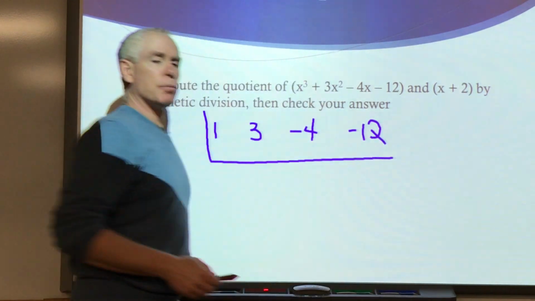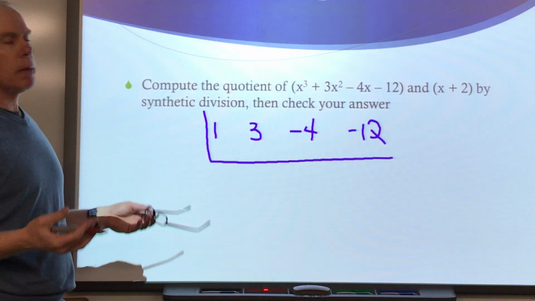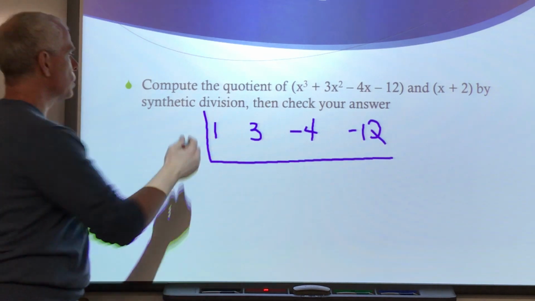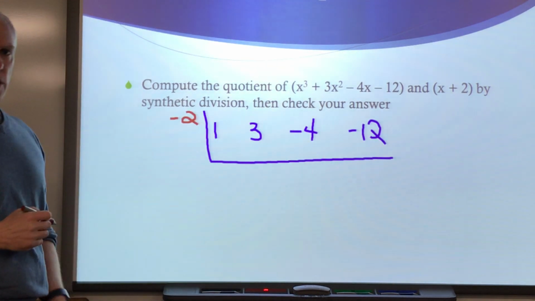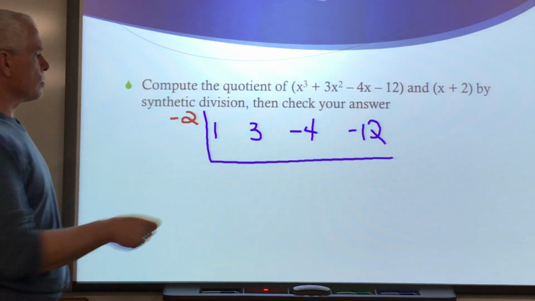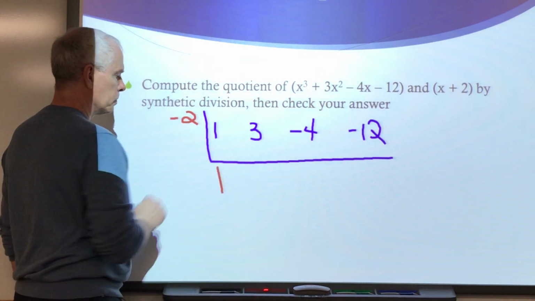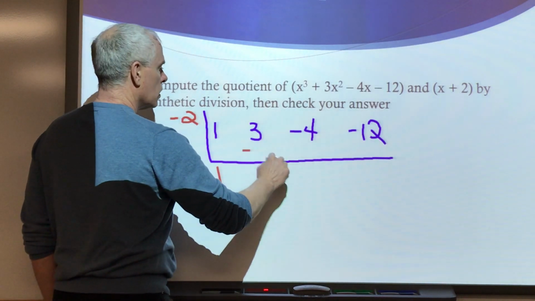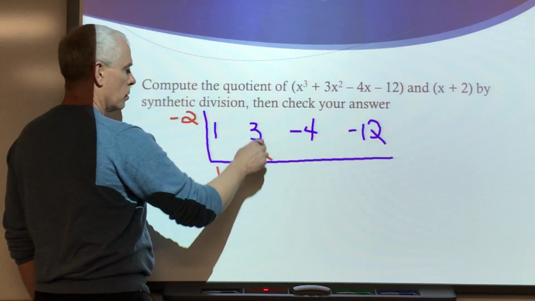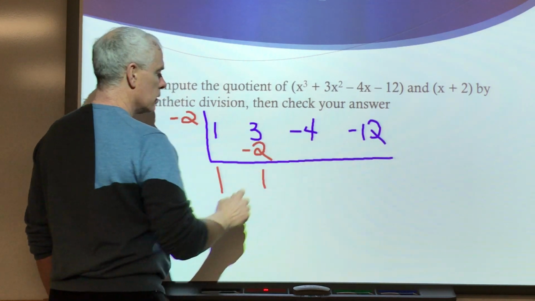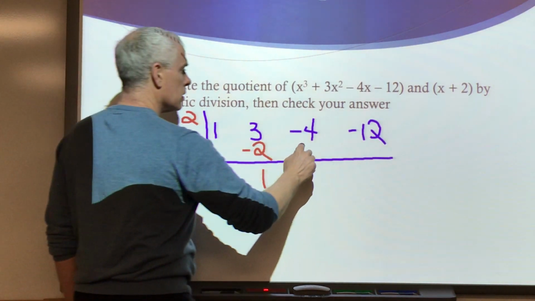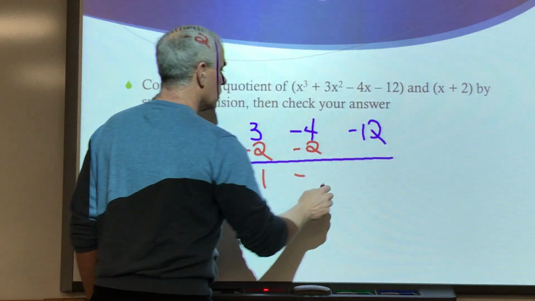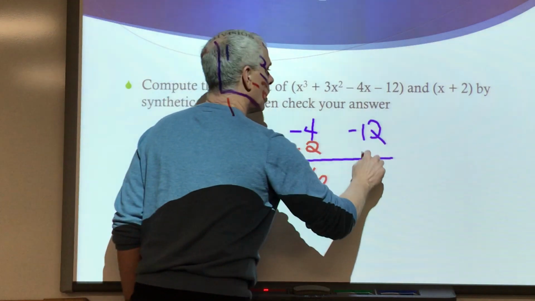I'm dividing by x plus 2, so you should ask yourself, what would make that 0? So if I put a negative 2 in for x, I'd get a 0, which means that's what I'm going to put out in front, okay? And the way synthetic division works is you bring down this number, and then you multiply. 1 times negative 2 is negative 2. And then you add those results. 3 plus negative 2 is 1. Multiply. Negative 2. Negative 4 plus negative 2 is negative 6. Negative 6 times negative 2 is 12.